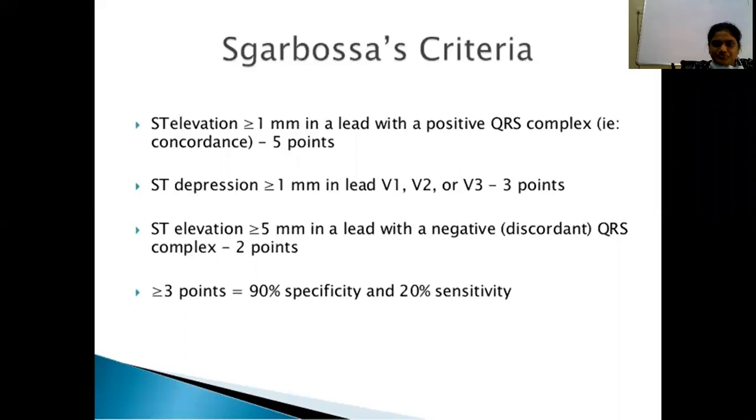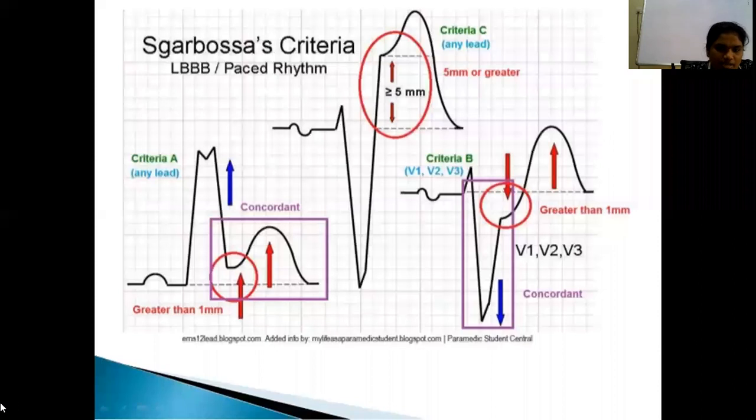And ST segment elevation of more than or equal to 5 mm in the leads with negative QRS complex gives 2 points. If the score is more than or equal to 3, there is 90% specificity and 20% sensitivity. So based on this criteria, we are able to diagnose myocardial infarct with the left bundle branch block. Here, in any leads, concordant ST elevation greater than 1 mm, and here greater than 5 mm, and in V1, V2, V3 greater than 1 mm ST segment depression. This is any leads for criteria A and C, whereas in B, leads V1, V2, and V3. This is the Sgarbossa's criteria.